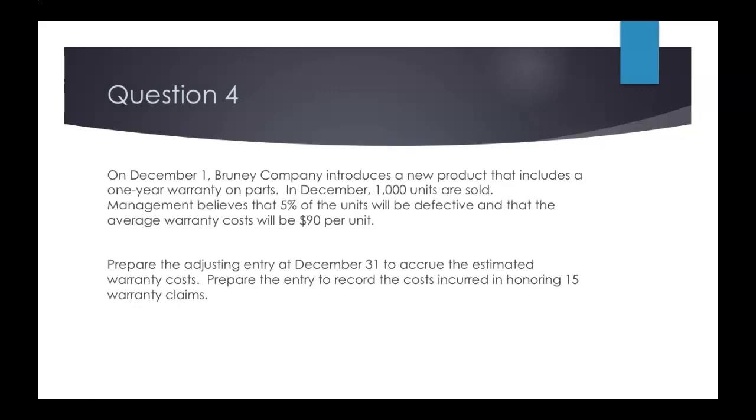So Bruni Company has this product, and they told their customers if they buy it, there's a 1-year warranty. Well, a company has to be able to plan for the costs associated with that warranty. So that's what we're doing here in this question. So there's a couple journal entries and a few simple calculations involved when we're dealing with a warranty problem like this one.